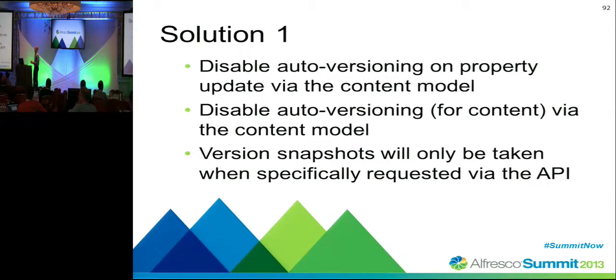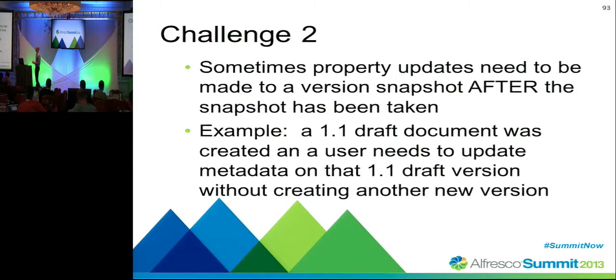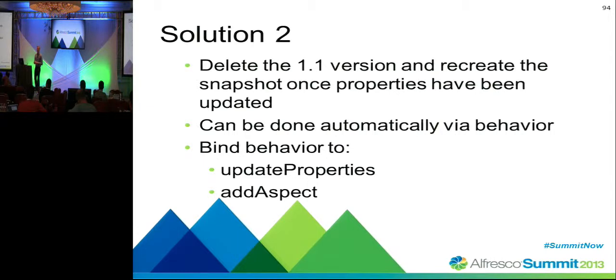The second challenge that we had was basically when we have a document that is a work in progress, there's sometimes where there's a snapshot of the document, but we still need to edit metadata on that snapshot. The way we work around this basically is if we have a 1.1 draft version, we need to make a property change. We essentially just blow away in the version store the 1.1 snapshot, make our property change, and then recreate the 1.1 snapshot. This is very easily done within Alfresco behaviors.